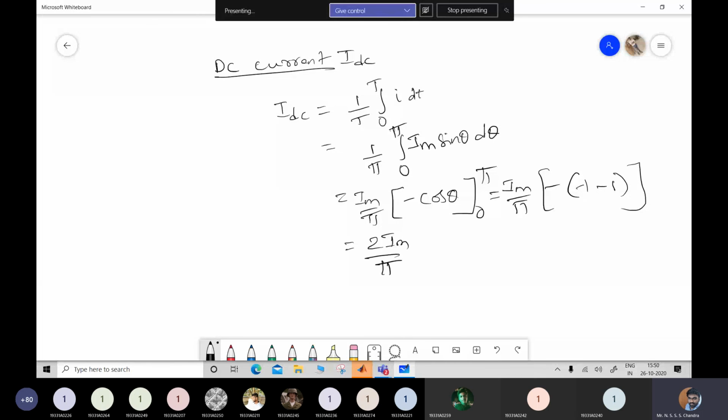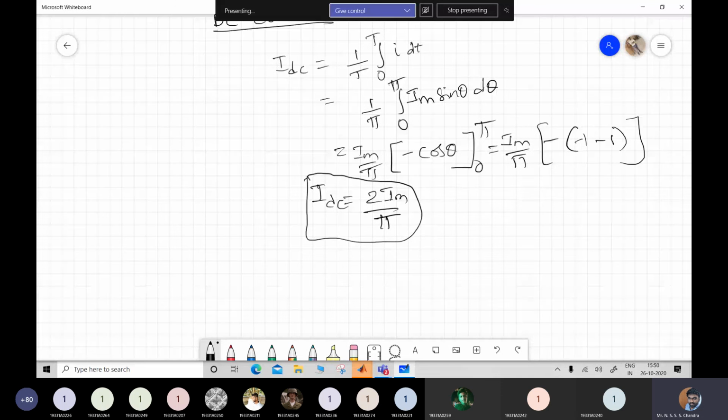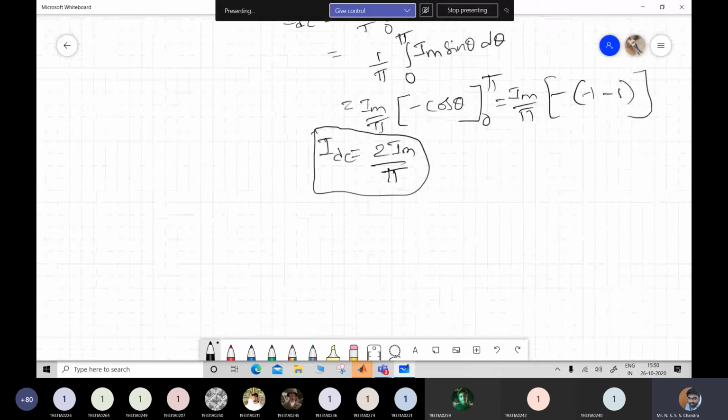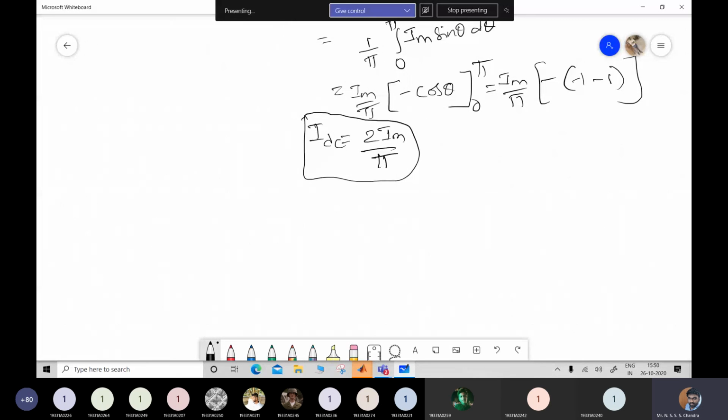2 Im by pi. So what was the value we got for the half wave rectifier? It is Im by pi. So I can say that in a full wave rectifier, your DC output current is double that of a half wave rectifier. In the half wave rectifier, you got only Im by pi, whereas here you are getting 2 Im by pi.